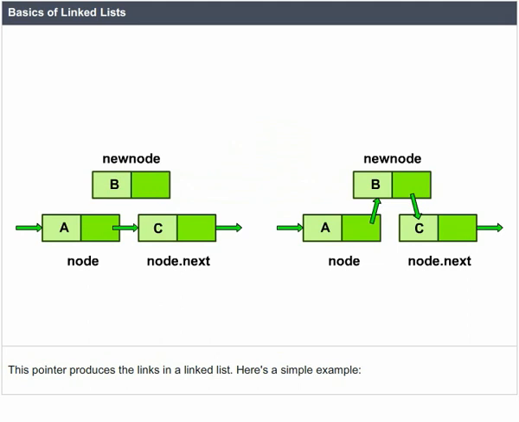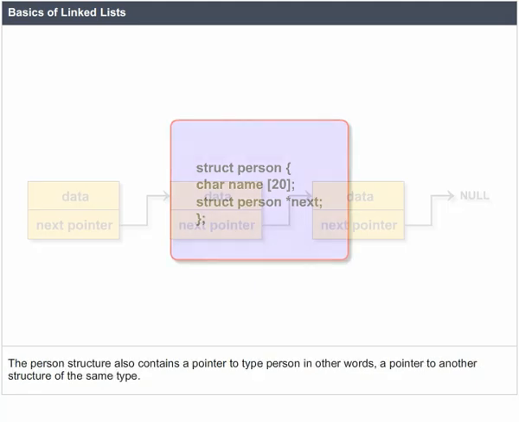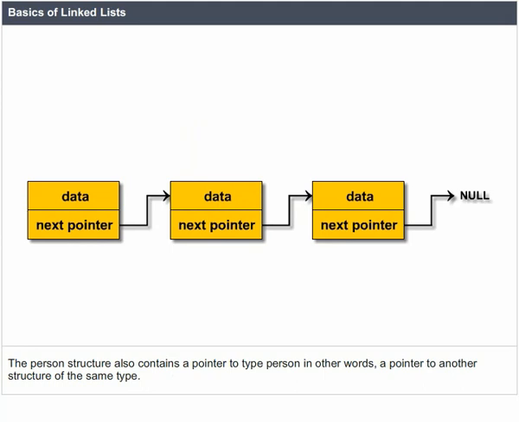Here is a simple example. This code defines a structure named person. For the data, person contains only a 20-element array of characters. One generally wouldn't use a linked list for such simple data, but this will serve as an example. The person structure also contains a pointer to type person. In other words, a pointer to another structure of the same type. This means that each structure of the type person can not only contain a chunk of data, but also can point to another person structure.